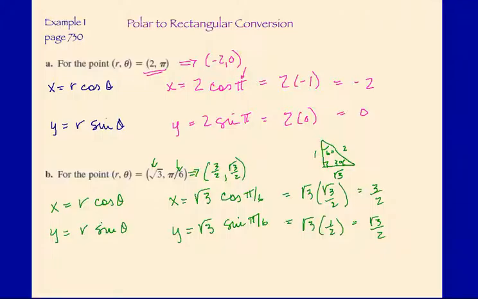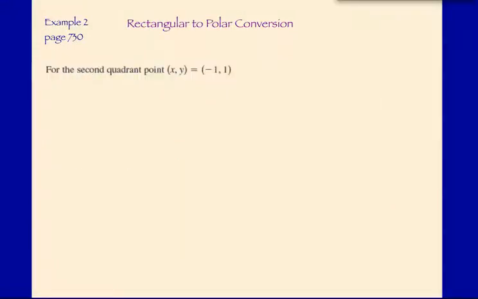Okay, now in the next example, we're going to go the opposite way as far as converting is concerned, from rectangular to polar conversion. So let's remember the two little relationships that we need to do that. We need to remember that tan of theta is equal to y over x. Also, we need to remember that r squared is equal to x squared plus y squared. Now let's start with the point -1, 1, which is our rectangular coordinates.